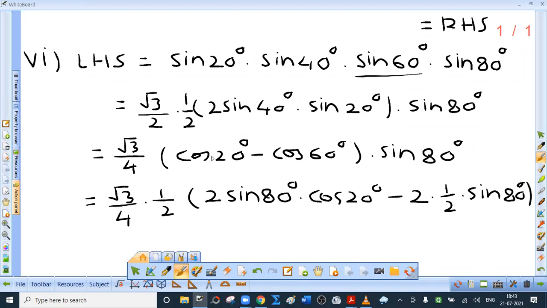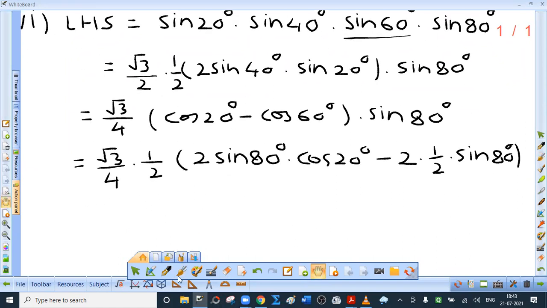I have multiplied these two terms by sine 80. Note that the formula is for 2 times, so half. Why half? Because I am multiplying by 2. So half, 2 sine 80 cos 20. It is better to write the trigo ratio with the greater angle first. If you do not follow this, the final answer will be the same. Minus 2 into what is cos 60? Half, into sine 80 as it is.